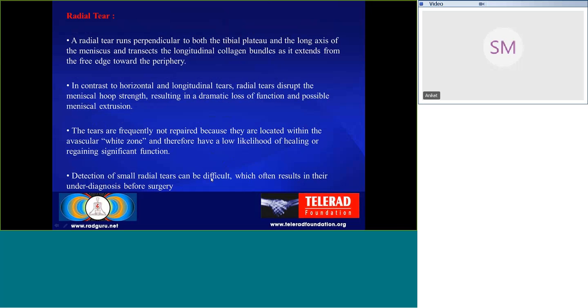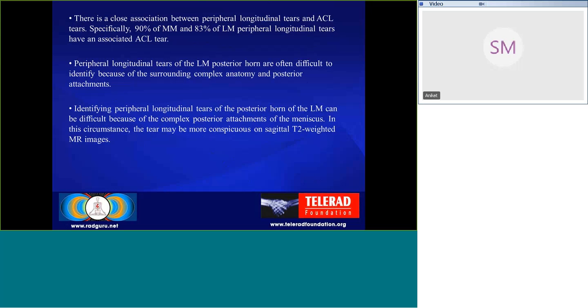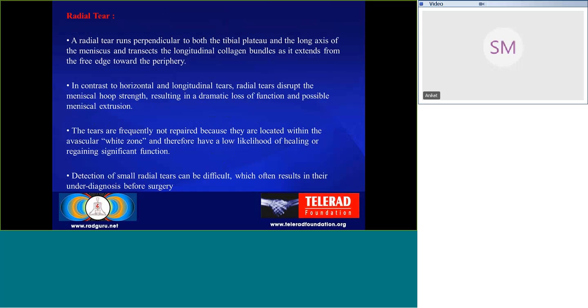Because of the other surrounding anatomical structures, we need to carefully identify the peripheral tears, longitudinal tears. Come to radial tears. The radial tear runs perpendicular to both the tibial plateau and the long axis of the meniscus, and it transects the longitudinal collagen bundles as it extends from the free edge towards the periphery. So, in contrast to horizontal and longitudinal tears, radial tears disrupt the meniscal hoop strength, resulting in a dramatic loss of function and possible meniscal extrusion.